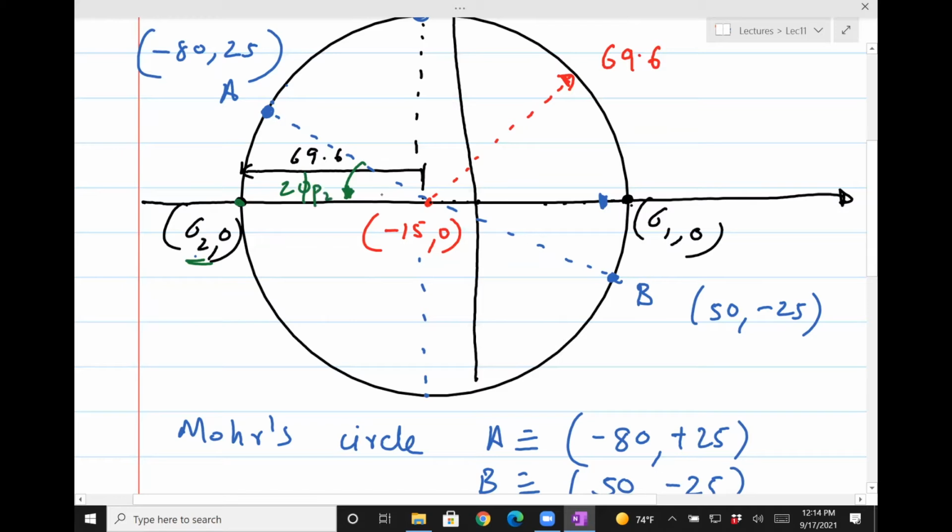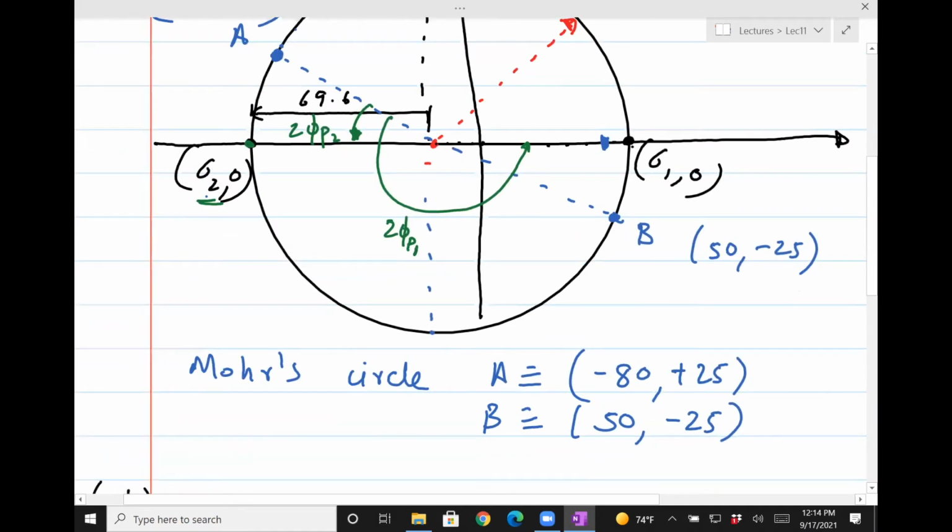And then if I want to find the angle made with principal stress 1, I'll have to go all the way to here. Let me just raise this center for a second. So I need to go all the way there. So 2 phi P1. What I recommend is to find the smaller of the two angles, and then all you need to do is add 180 degrees to get the second one.